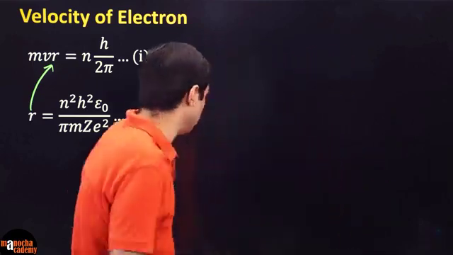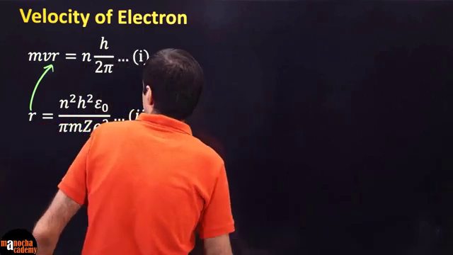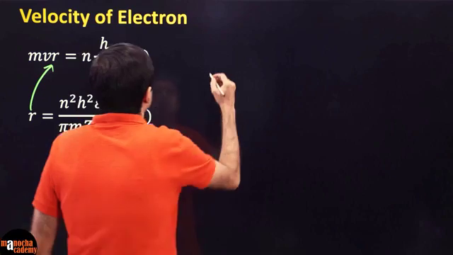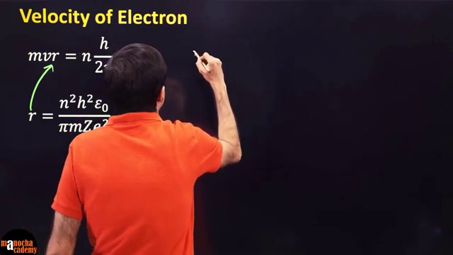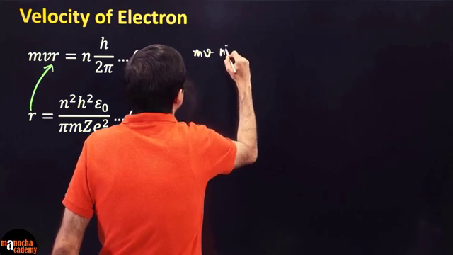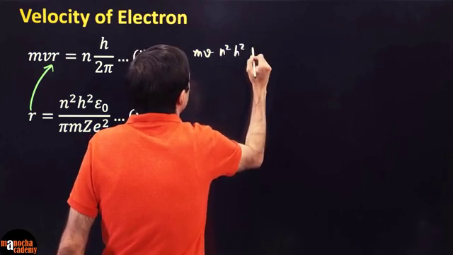So let's go ahead and do it. If you substitute r in equation number 1, what are you going to get? We are going to get mv and r will be n square h square epsilon naught.